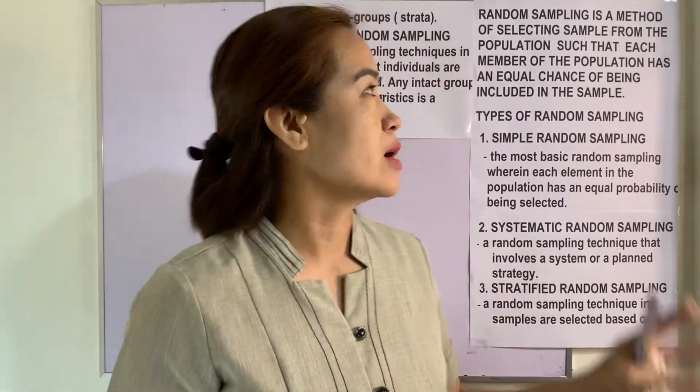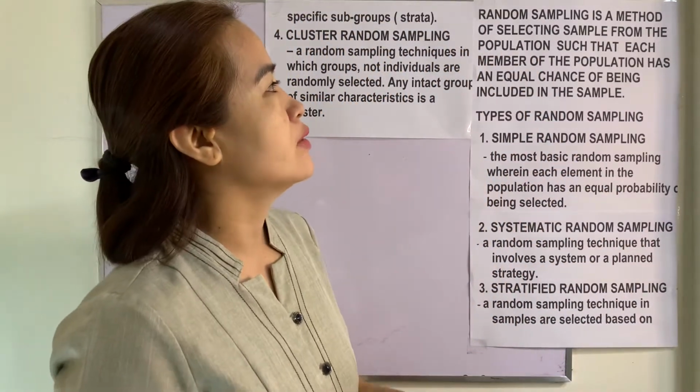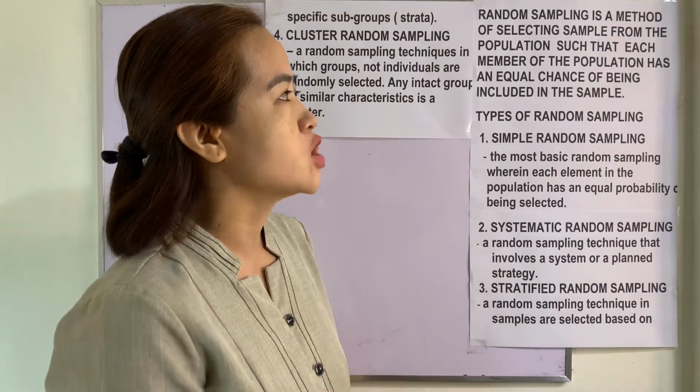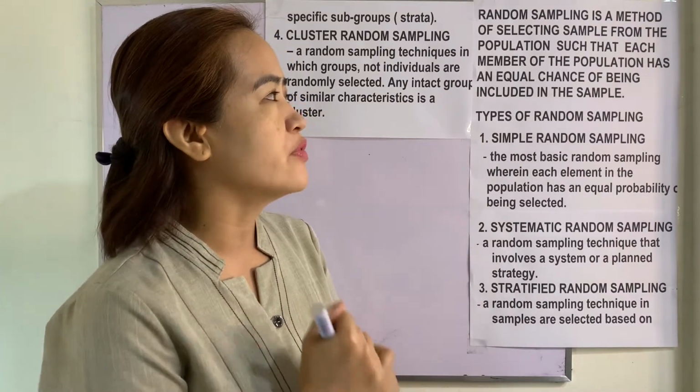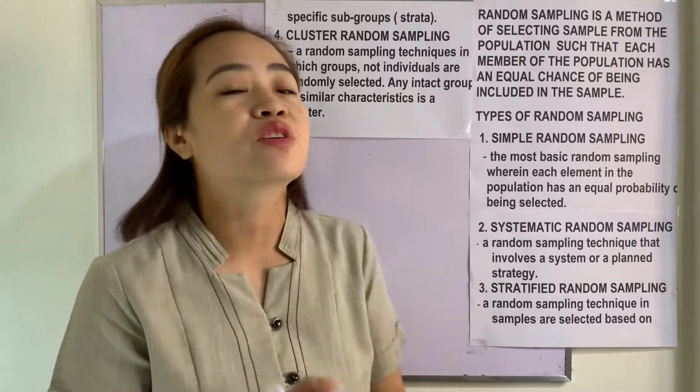What is random sampling? Random sampling is a method of selecting a sample from the population such that each member of the population has an equal chance of being included in the sample.